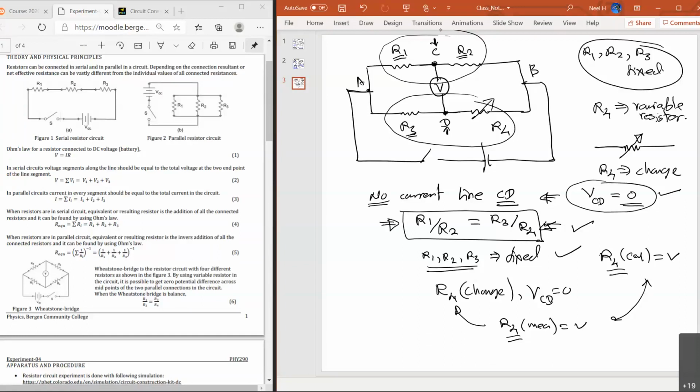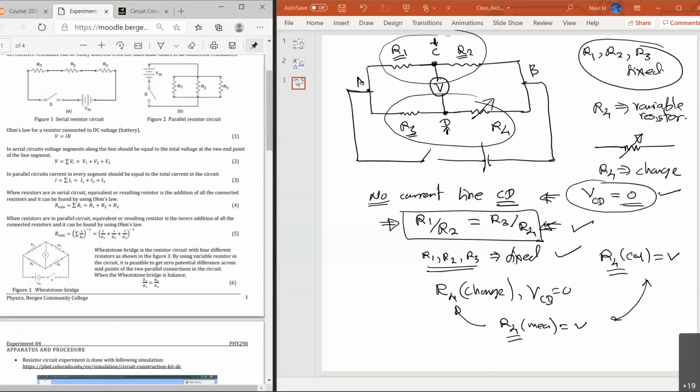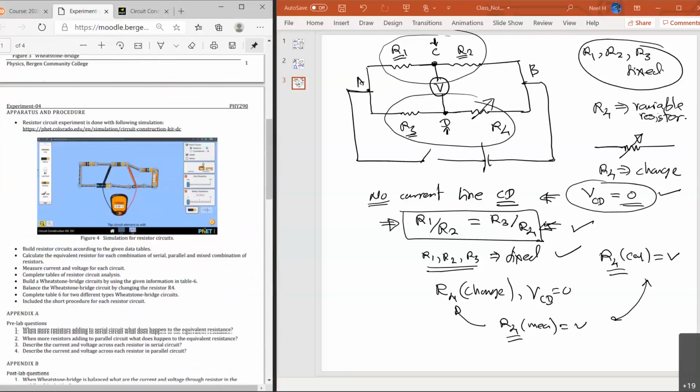No questions? Okay, then let us start. There's nothing else to discuss as a theory. It's a very simple concept. Let's continue with the simulation.